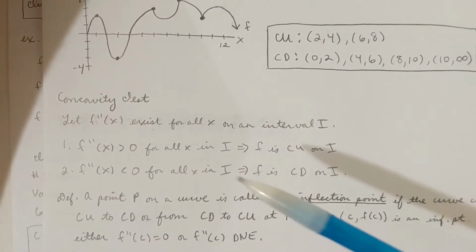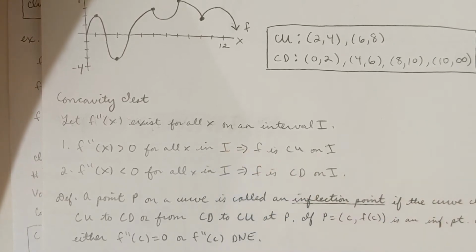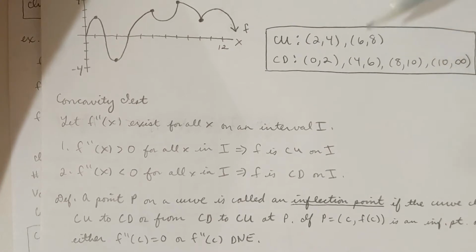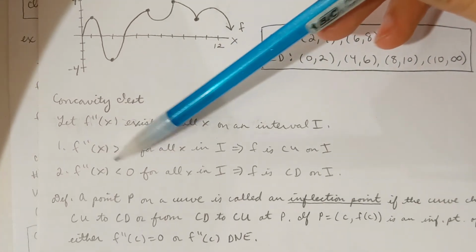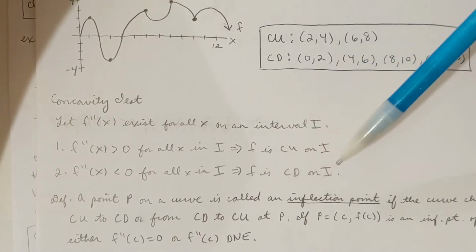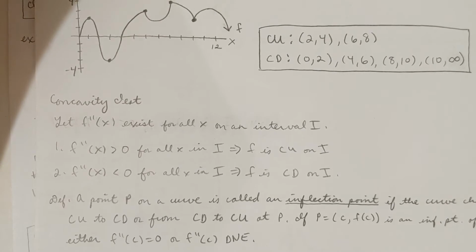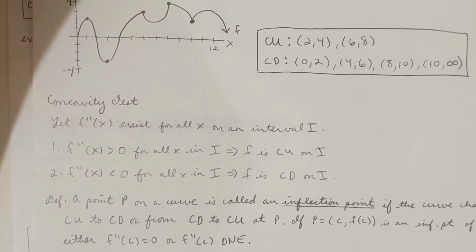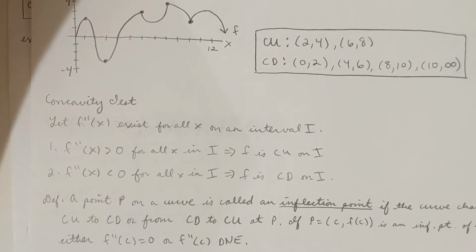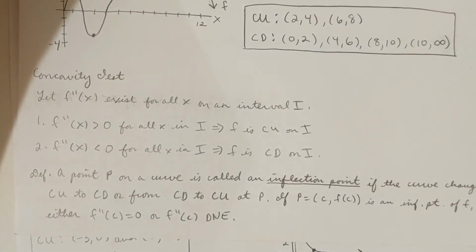If f double prime of x is greater than 0 for all x on an interval, then the function is concave up on that interval. If f double prime of x is less than 0 for all x on the interval, f is concave down on that part of the graph. Okay, concave up means that all the tangent lines are below the graph. Concave down means that all the tangent lines are above the graph. A point where you switch concavity is called an inflection point.